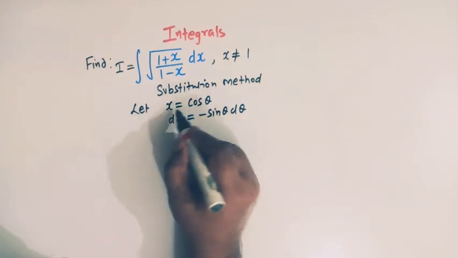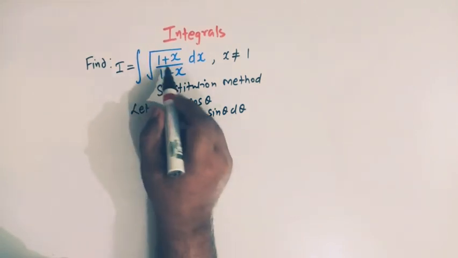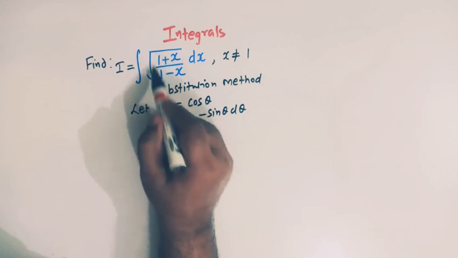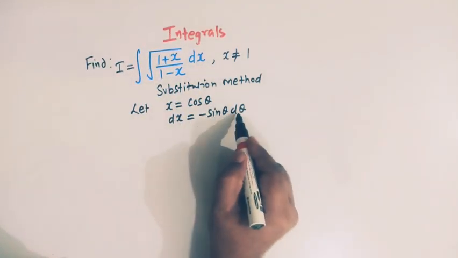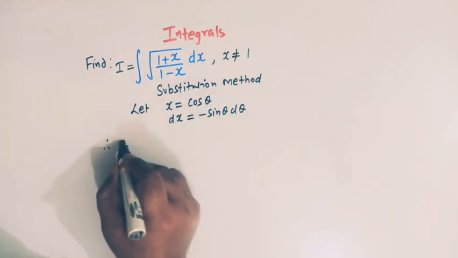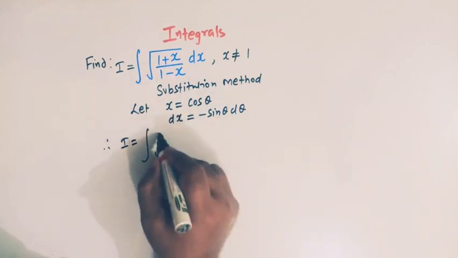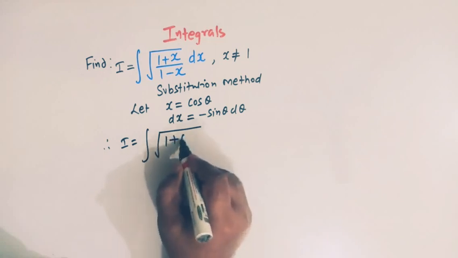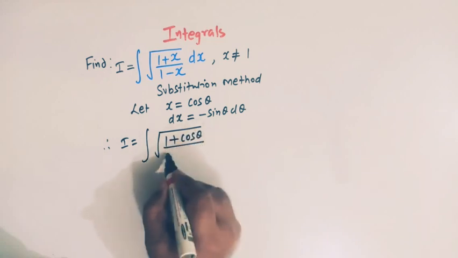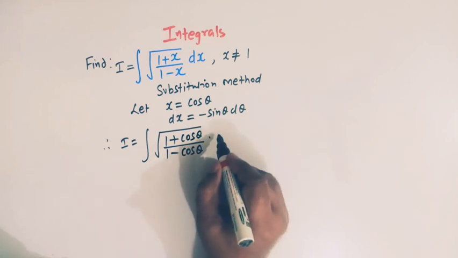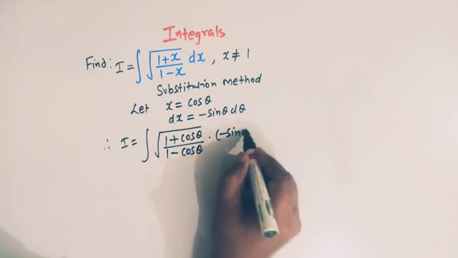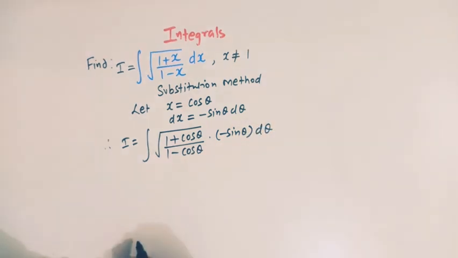Okay, now substitute x is equal to cos theta in this function and replace dx by minus sine theta d theta. So now this integral becomes square root of 1 plus cos theta divided by 1 minus cos theta, and dx is minus sine theta d theta, right?